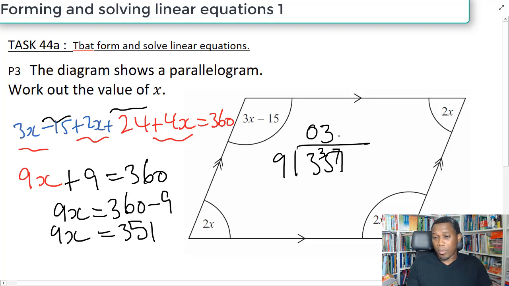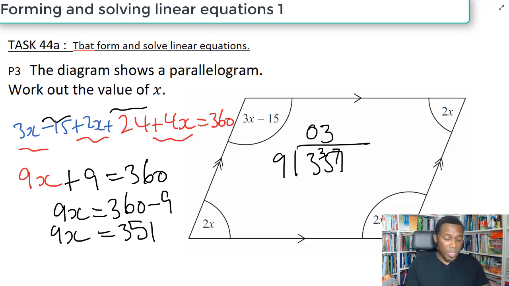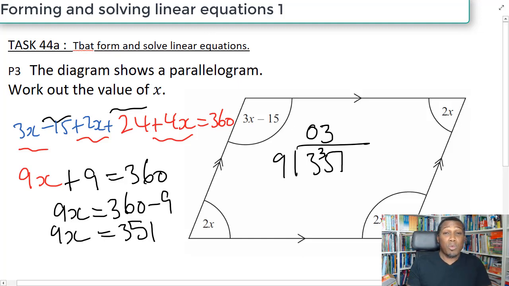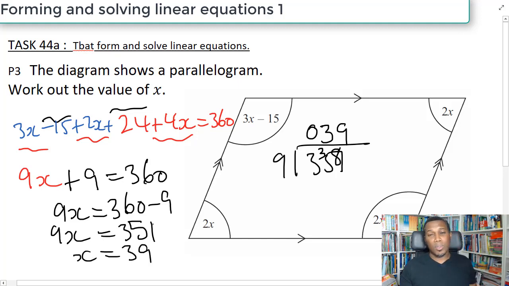27 and 3 will give you 30, and then 3 and 5 will give you 35. So 81, which is 9 squared. The answer is x is equal to 39. X is equal to 39 degrees.